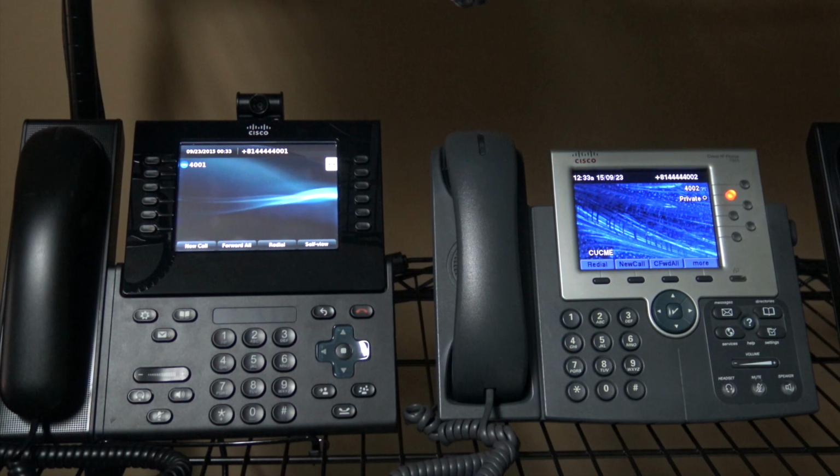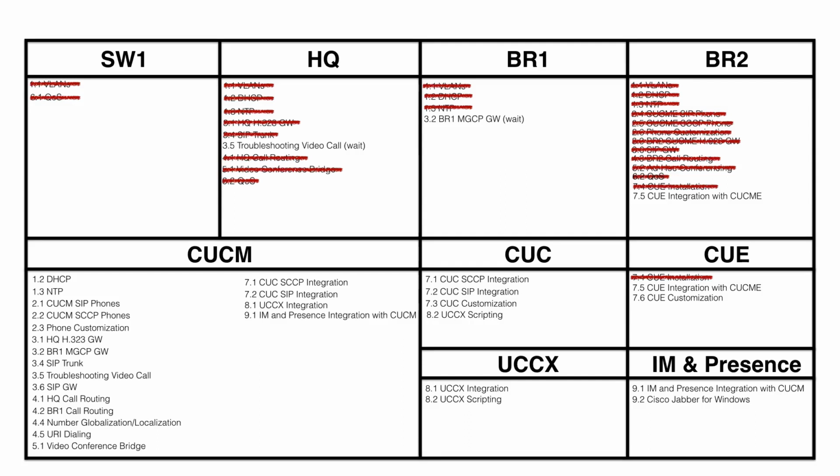Great. I think we're now done with this task. Let's go cross it off. We've now completed task 7.5. We can cross that task off both for router BR2 and for our Cisco Unity Express module.